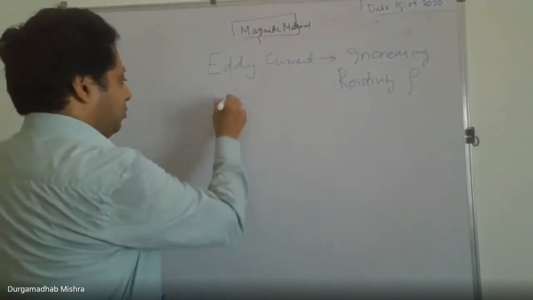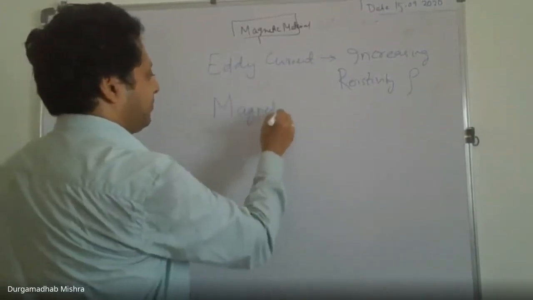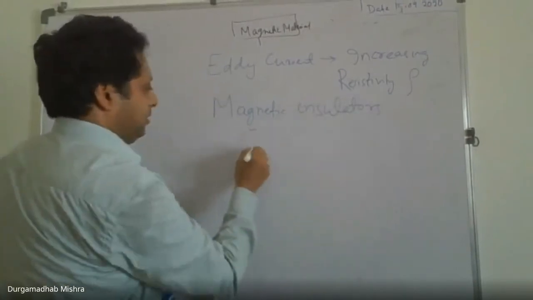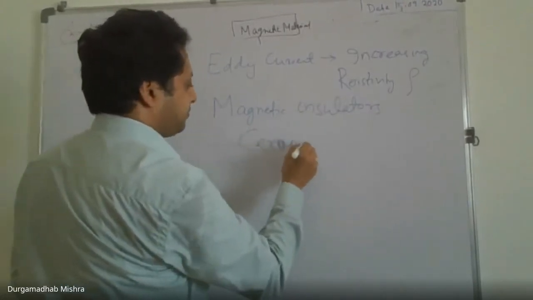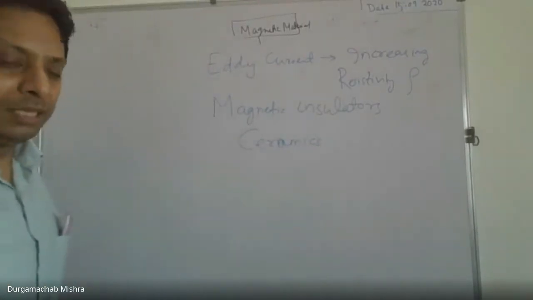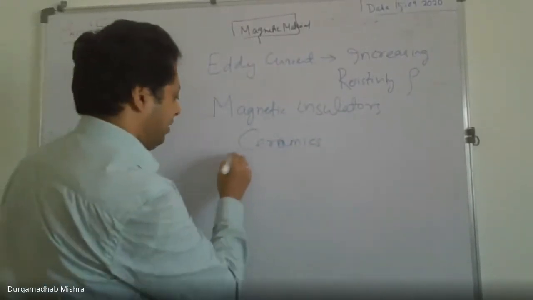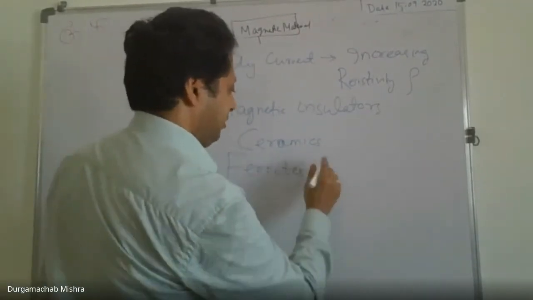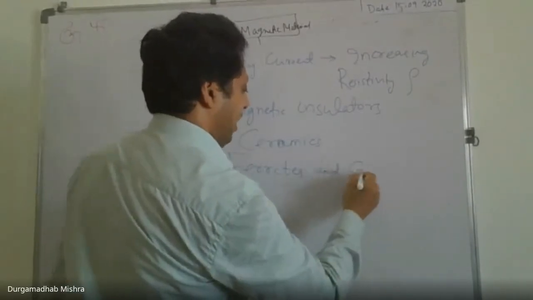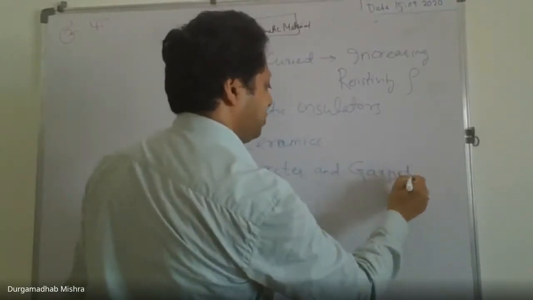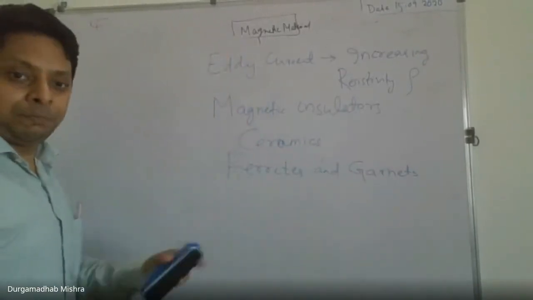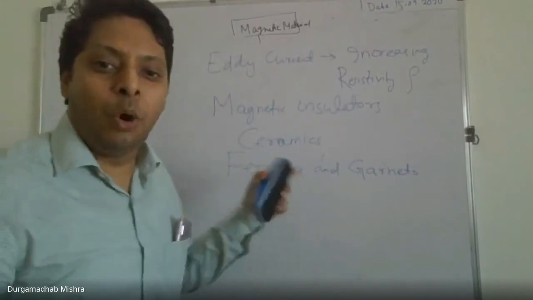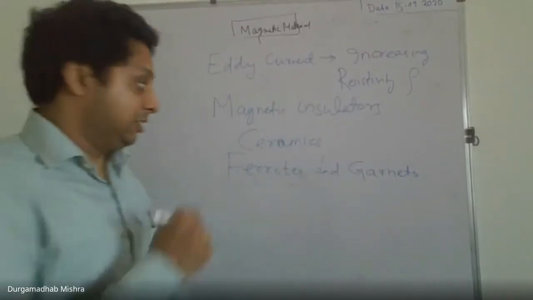These are known as magnetic insulators, or they are also called ceramics. The most common ceramics that are used are known as ferrites and garnets. So these are the two kinds of soft magnetic materials which are actually insulators, and practically there will be no eddy current in such materials.